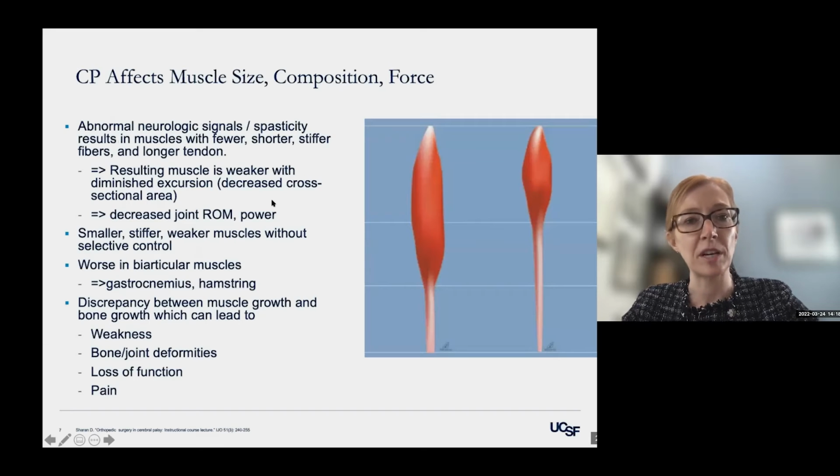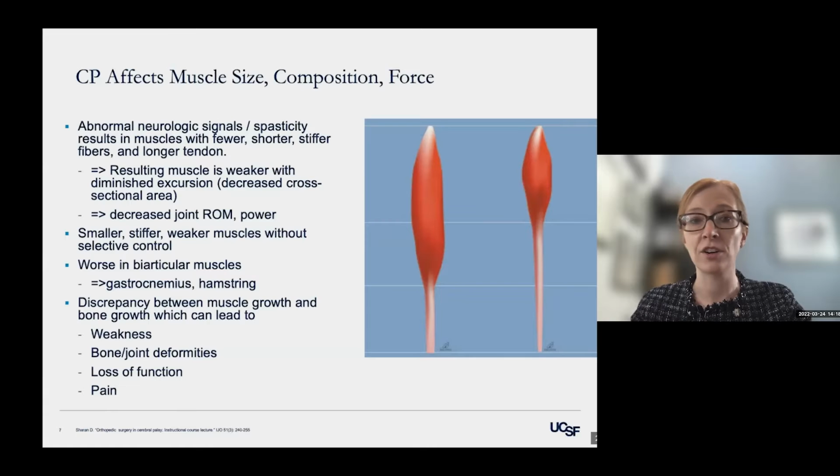So cerebral palsy affects a lot about the musculoskeletal system. Mostly and profoundly, it affects the muscle in terms of the muscle size, the composition, and the muscle force. Abnormal neurologic signals and spasticity will result in muscles with fewer, shorter, and stiffer fibers and a longer tendon. And the resulting muscle is weaker with diminished excursion and decreased cross-sectional area, and leads to decreased joint range of motion and decreased power. So we have smaller, stiffer, weaker muscles without selective control.